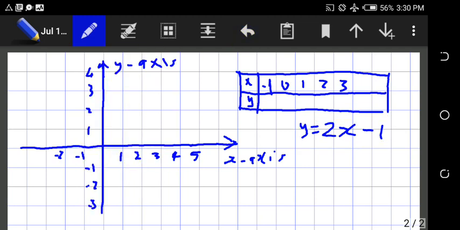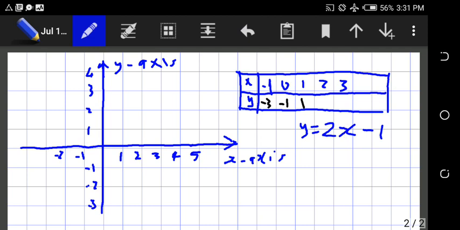So how do we do it? When x is -1, we'll replace this x here with -1. So that is 2 times -1, which gives us -2. Then -2 minus 1 gives us -3. When x is 0, we also replace the x with 0. 2 times 0 is 0. 0 minus 1 gives us -1. When x is 1, we replace the x with 1. 2 times 1 is 2. 2 minus 1 gives us 1.